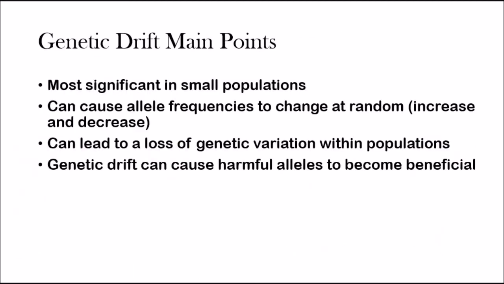So here are the main points for genetic drift. Again, just to recap, it's most significant in small populations. It can cause allele frequencies to change at random, either increase or decrease. Because of that, genetic drift is an example of microevolution. It can lead to a loss of genetic variation within populations, which is the negative side of genetic drift. However, genetic drift can also cause harmful alleles to become beneficial in some cases.